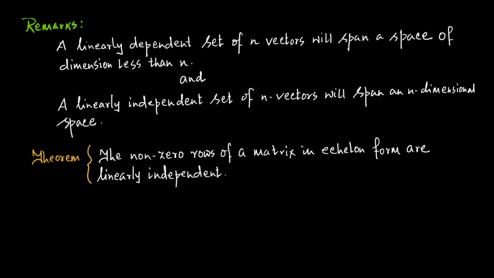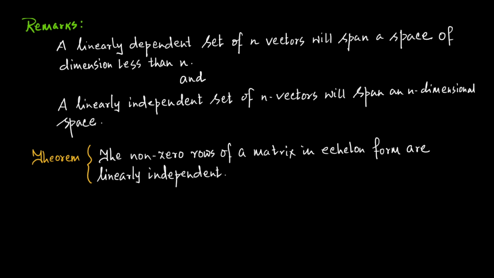So this is very efficient because you can apply the determinant technique only when the matrix formed with your vectors as rows is a square matrix. But this technique you can apply for any matrix. So this is a very efficient way to find out whether your set is linearly independent or not.